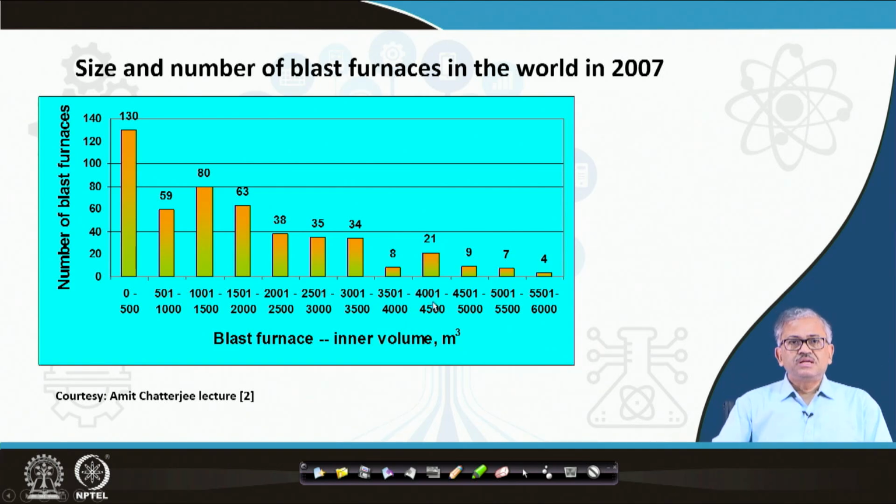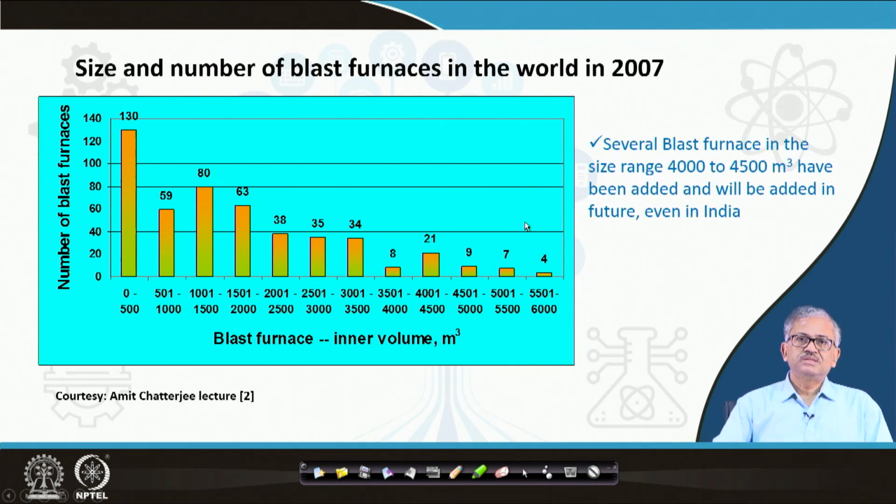Those are limited actually, and nowadays this size of 4,000 to 5,000 is the range where furnaces are coming up even in India, as I said. Several blast furnaces in the size range 4,000 to 4,500 meter cube have been added and will be added in future even in India. Even in China, a lot of 4,000 meter cube furnaces have come, but China's large productivity is not only due to very big furnaces, they also have several small size furnaces. So that's why their productivity is also high. But bigger furnaces are there.